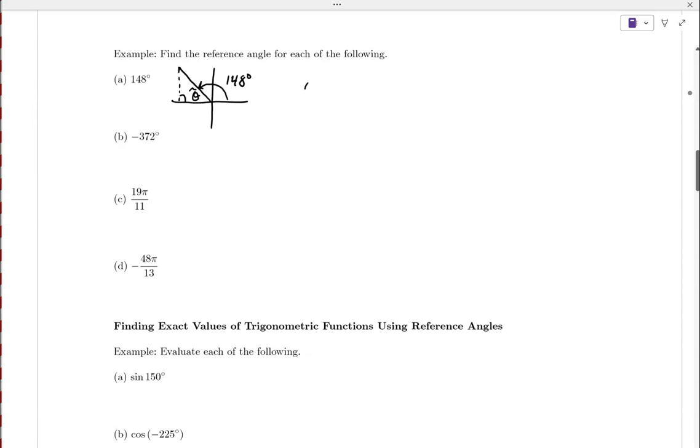How would we find out what that theta tilde is? How would we figure out what that reference angle is? Yeah, exactly. It's a supplement, right? The two angles together make up a straight line. So I can figure out what the reference angle is by doing 180 degrees minus the 148 degrees and get what? 32?